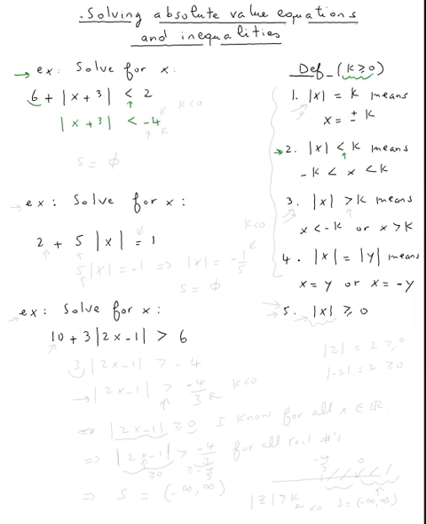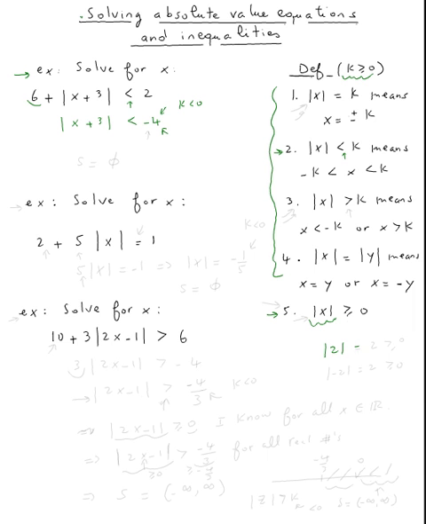Every time we have k negative, it's kind of like one of those trick questions. So you don't really use these formulas when you have k becoming negative. You don't use all of these from 1 to 4. All you use is number 5. So what does number 5 say? Number 5 says absolute value of any number is always positive.